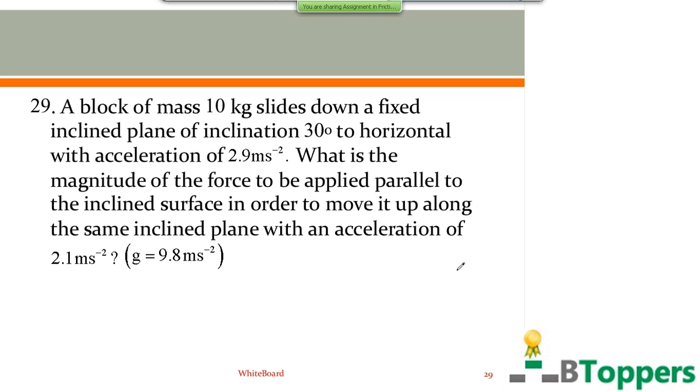A block of mass 10 kg slides down a fixed inclined plane of inclination 30 degrees to the horizontal with acceleration of 2.9 meter per second square. What is the magnitude of the force to be applied parallel to the inclined surface in order to move it up along the same inclined plane with an acceleration of 2.1 meter per second square?